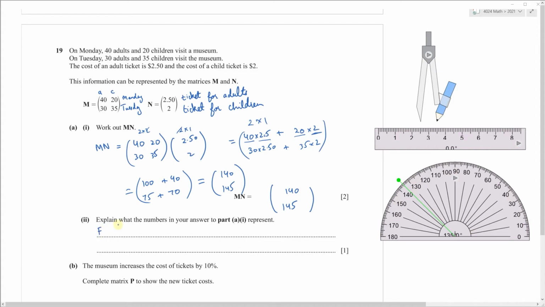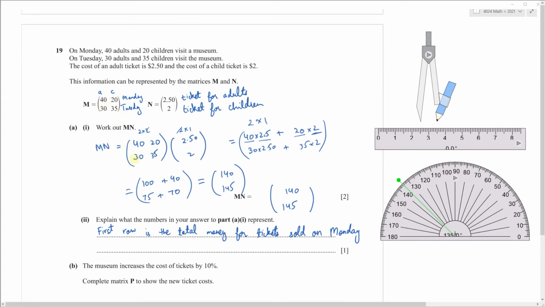So the first row that you eventually get, which is this 140, first row is the total money for tickets sold on Monday. So this is the total tickets sold for adults, the money earned from those, and total child tickets sold, the money earned from those on Monday. So remember, this first row is representing Monday.